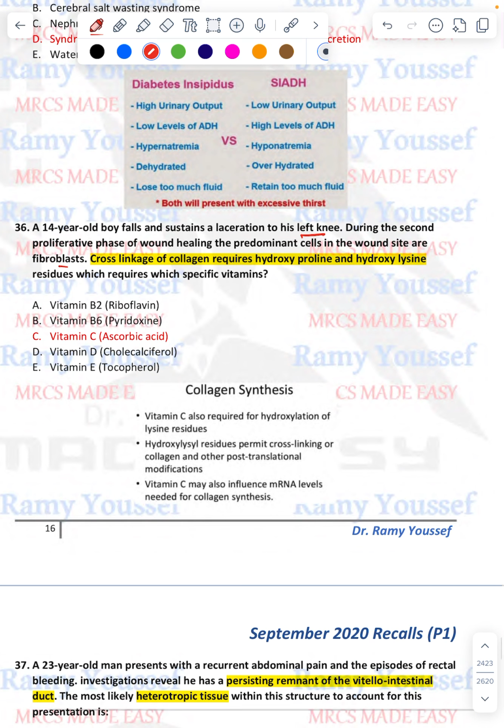A 23-year-old man presents with recurrent abdominal pain and an episode of rectal bleeding. Age is 23, abdominal pain is there, bleeding is there. This is a remnant of the vitelline duct persisting, Meckel's diverticulum. Heterotopic tissue is gastric and pancreatic mucosa.